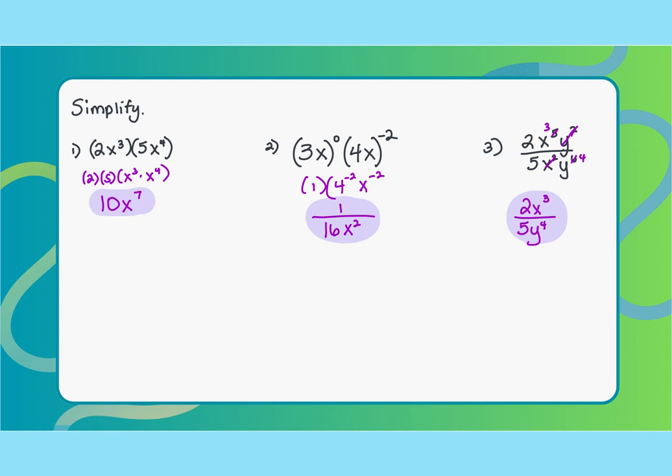This is straight up multiplication. So I can rearrange this in any order I want to. So I take the 2, I multiply it times the 5, and then I take the x to the third and I multiply it times the x to the fourth. And when we multiply with variables, we add their exponents. So you should have gotten 10x to the 7th.